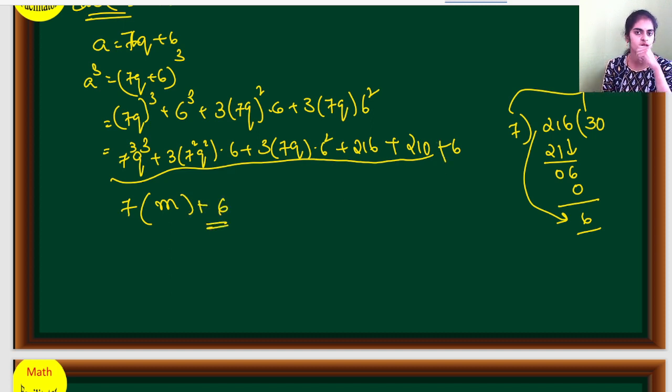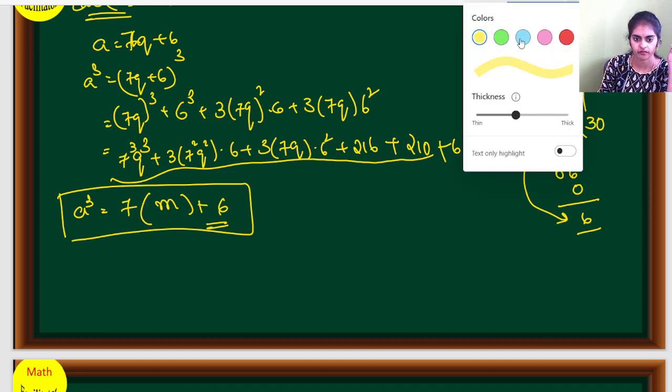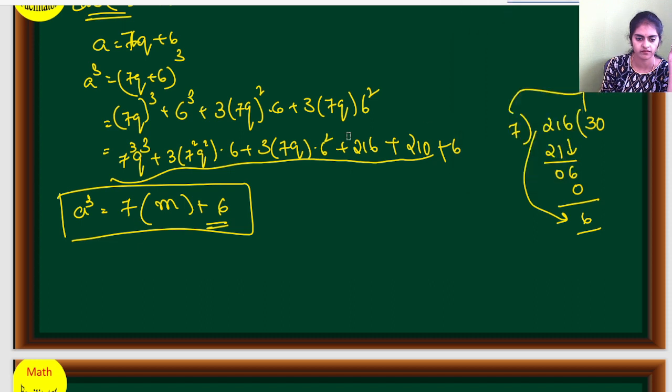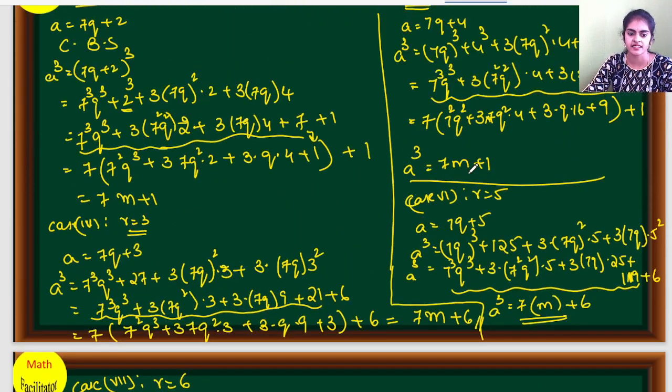So in all the 7 cases, you got the cube of any integer. Okay, this is nothing but the cube of any integer. We are taking the cube of any integer, right? It is of the form 7m plus 6. Here it is 7m plus 6, and here it is 7m plus 1. Here it is 7m plus 1. Okay, here it is 7m plus 6.